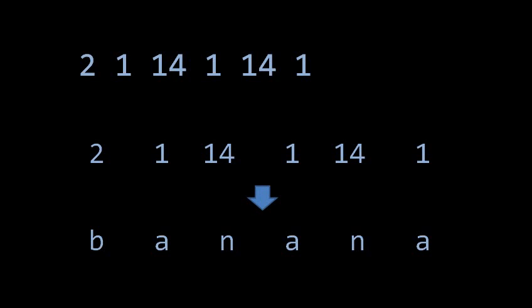And say we write that stream of numbers to a file. Then if a program later reads that file and assumes it to be encoded in this fashion, it can read back the numbers 2, 1, 14, 1, 14, 1 and know that those numbers correspond to the sequence B-A-N-A-N-A. Note that in this example, we've represented each letter with the number that corresponds to that letter's position in the alphabet. So A is the first letter in the alphabet, so it's 1, B is the second letter, so it's 2, and so forth.